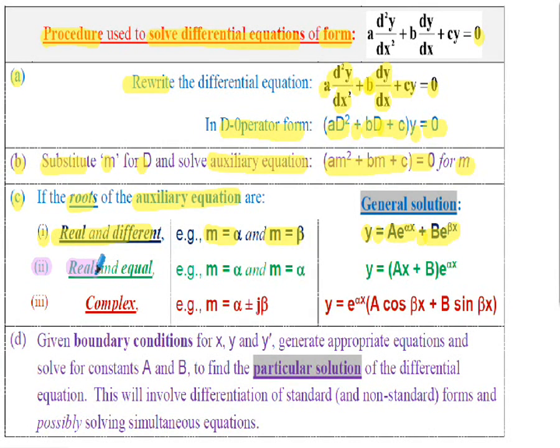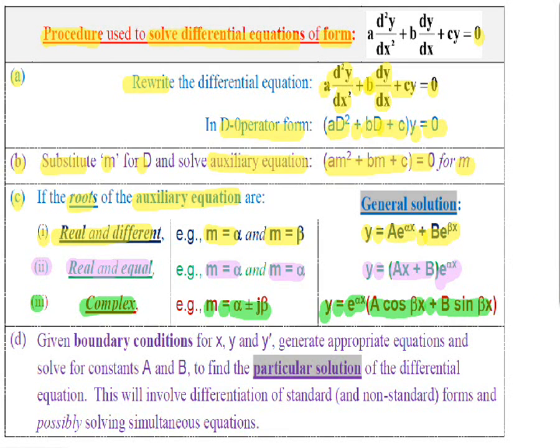Secondly, if the roots are real and equal, that's m is equal to alpha and m is equal to alpha, then the general solution is of the form y is equal to Ax plus B in brackets multiplied by e to the alpha x. And finally, if our roots are complex, so m is equal to alpha plus or minus j beta, our general solution is of the form y is equal to e to the alpha x multiplied by, in brackets, A cos beta x plus B sine beta x.